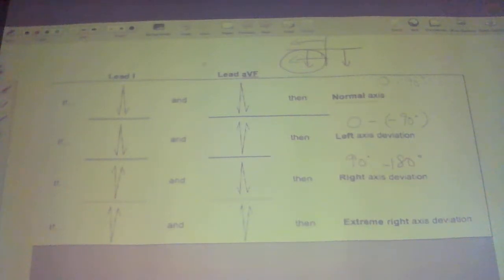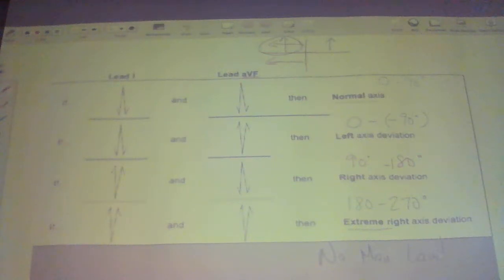All right, and last but not least, the last quadrant we haven't touched yet. Let's take a quick peek. In order for us to have a negatively oriented lead 1, we must be traveling in this direction. And in order for us to have a negative lead AVF, we must be traveling in this direction, and our overlap is in this quadrant. This quadrant is between 180 degrees and 270 degrees, and this is known as extreme right axis deviation, also referred to as no man's land.